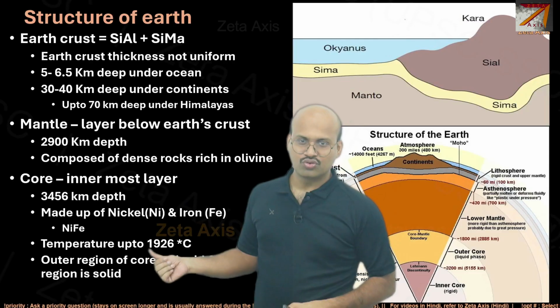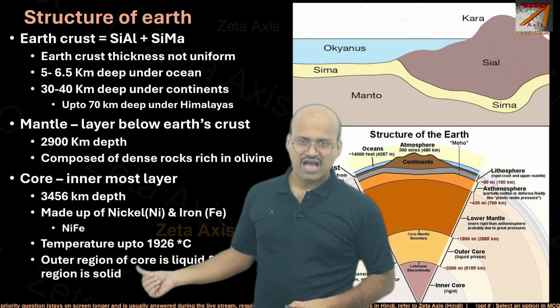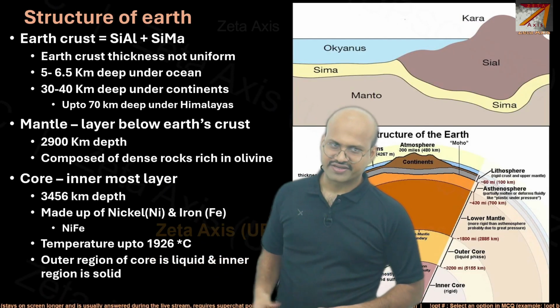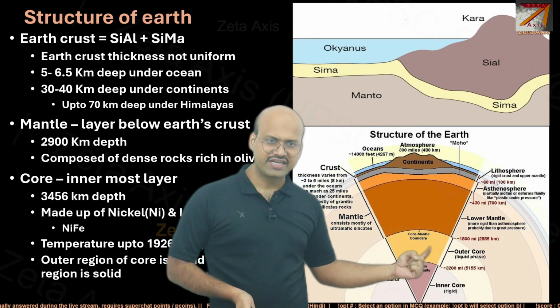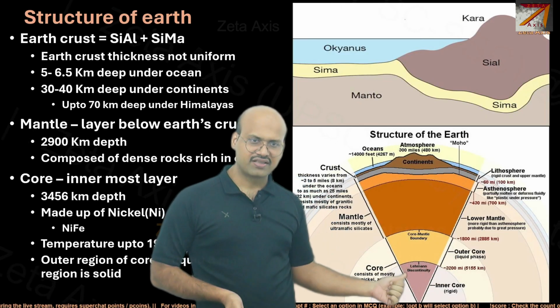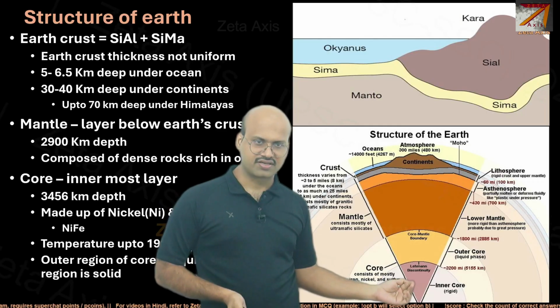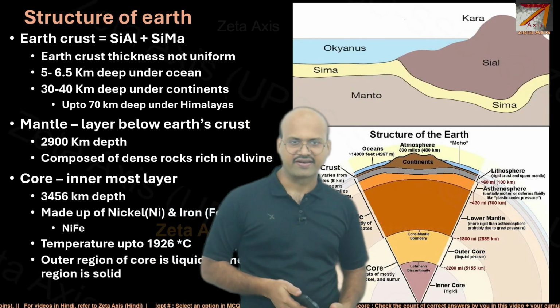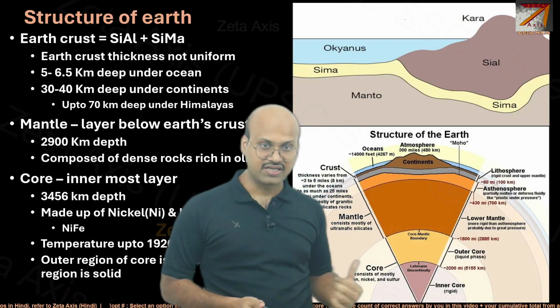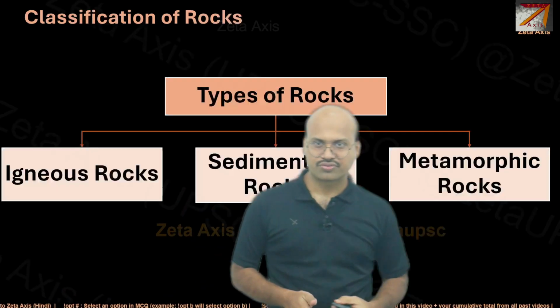Temperature can go up to 1926 degrees Celsius. The outer region of the core is liquid and the inner region is solid. So this outer core which we see over here is in a liquid state and this is in a solid state. Remember, because of this liquid state and because of the nickel and iron, it is believed that the magnetic field is generated by the outer core.